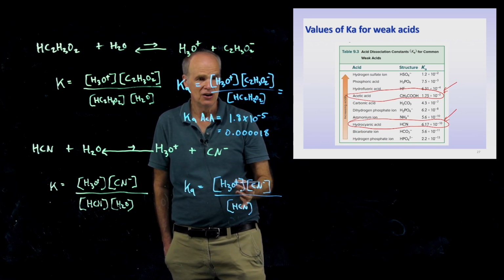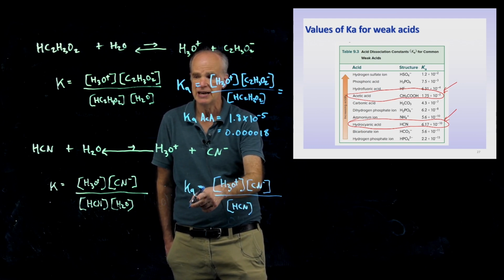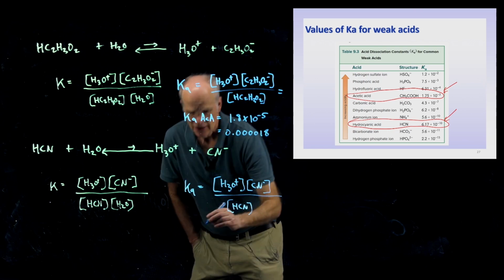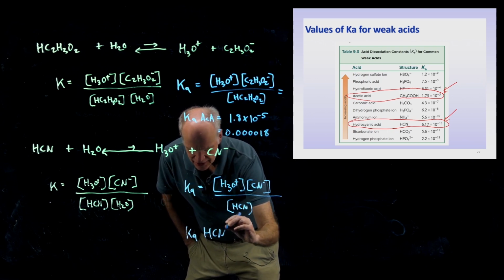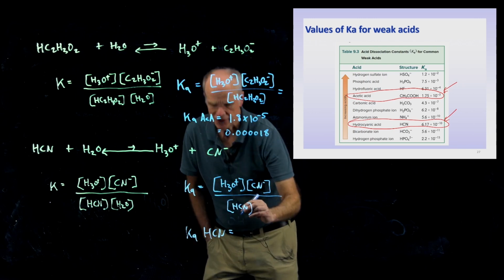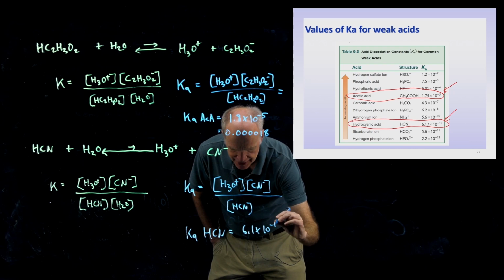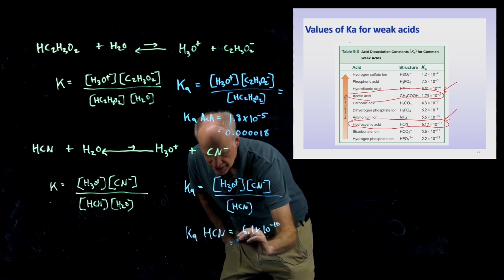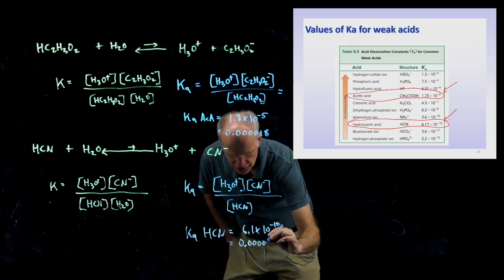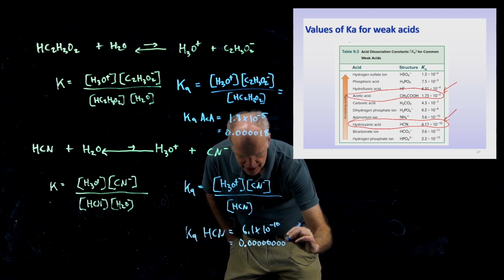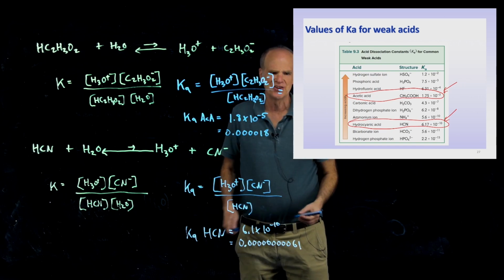So now you can also do a similar experiment to figure out what the value of Ka is for hydrocyanic acid. So Ka for hydrocyanic acid is a much smaller number. It is 6.1 times 10 to the negative 10. And so that will be 0.000007. There we go. I think that is right. So you can see that's a very small number.